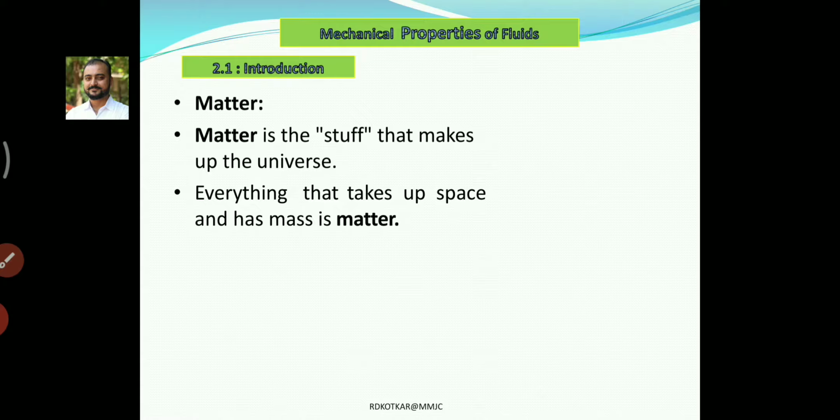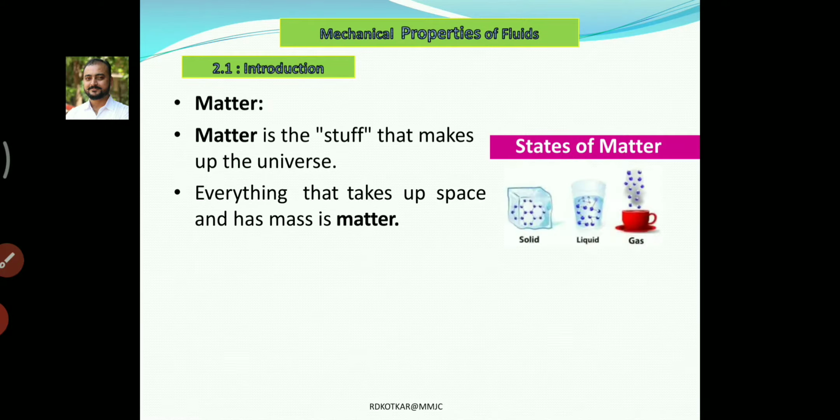What is matter? Matter is the stuff that makes up the universe. What is stuff? Stuff means the material, the particles which collectively make up matter. Everything that takes space as well as has a mass is called matter. Everyone knows the states of matter. There are three states of matter, that is solid, liquid and gas.